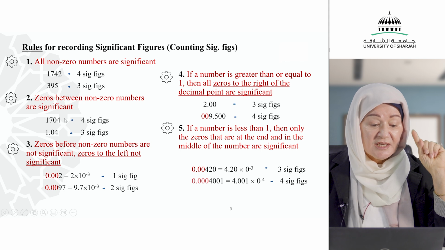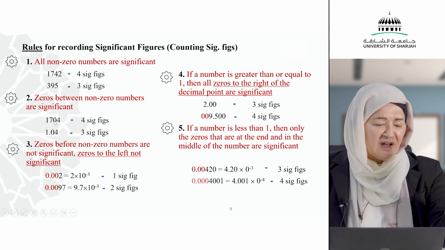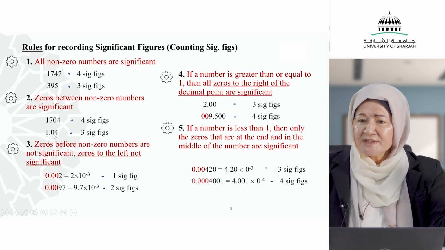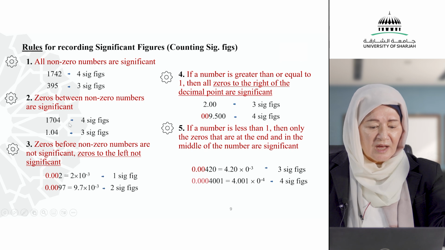The second rule: zeros between non-zero numbers are significant. Of course, here I have zeros, and I have to count them as significant. In the first one, I have 4 significant figures. In the second one, I have 3 significant figures.